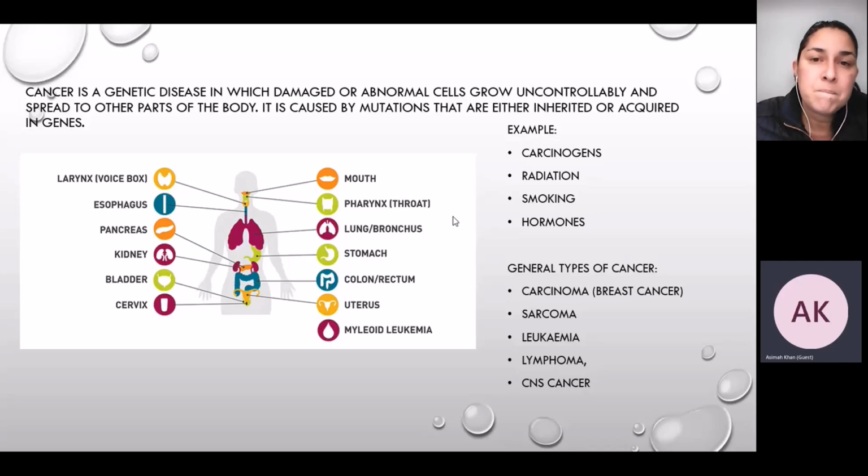Malignant tumors, another word for cancerous tumors, instruct normal cells to allow rapid growth, inhibit apoptosis, and render DNA repair genes useless in repairing mutations. Examples of these acquired mutations are carcinogens, radiation, smoking, and hormones. There are many other factors. There are approximately 200 types of cancers.